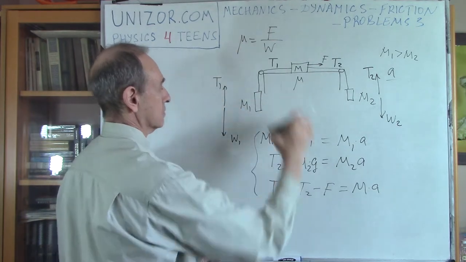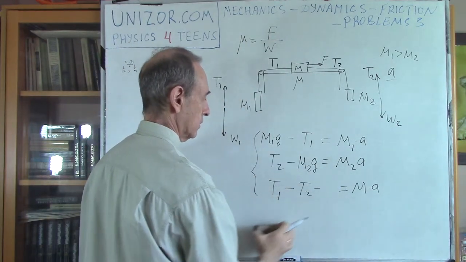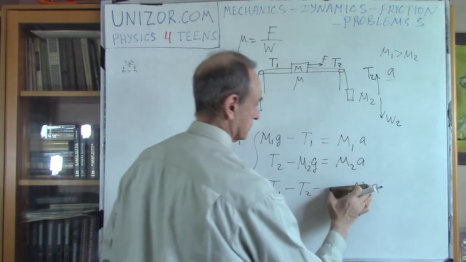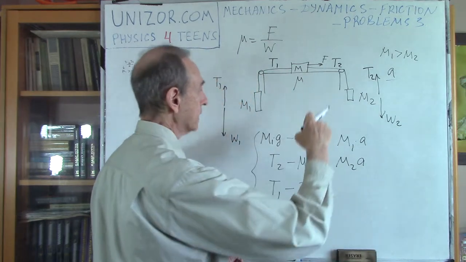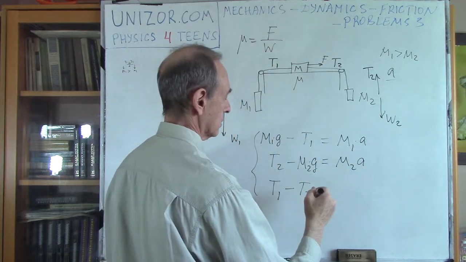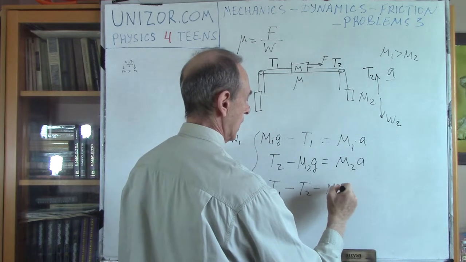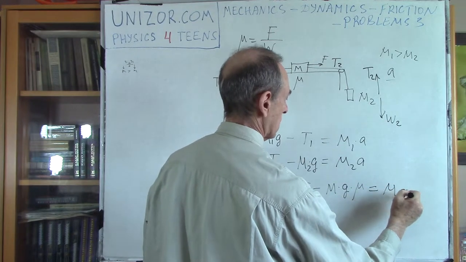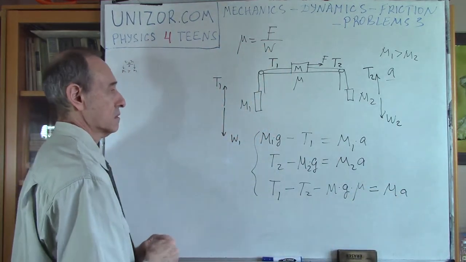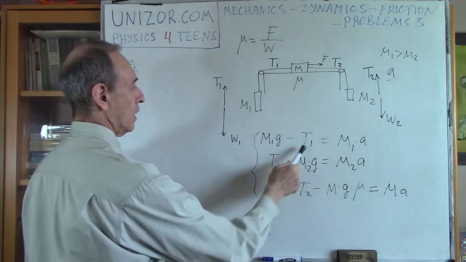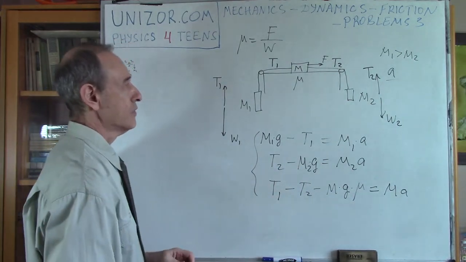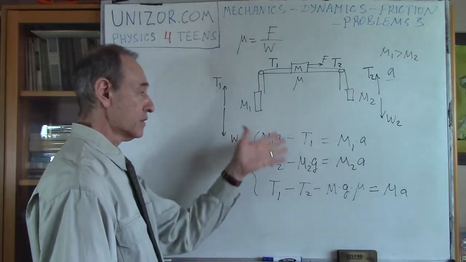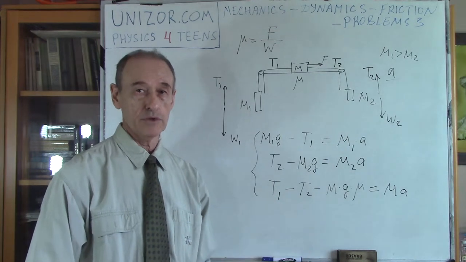And I also know the F, the friction force, is equal to weight times the coefficient of friction, and weight is M times G times mu, and this is equal to MA. Now, let's look at this. What's unknown? T1, T2, and mu are unknown. Everything else is known. So, three linear equations with three unknowns.